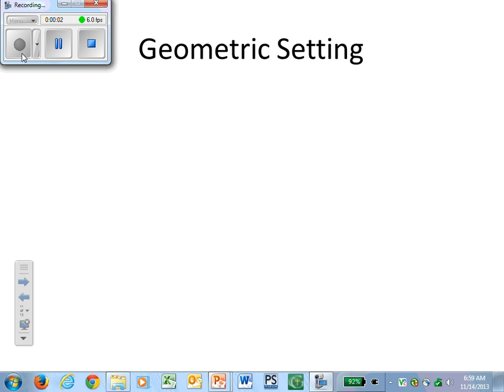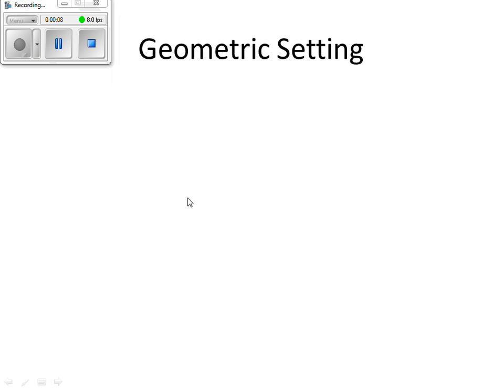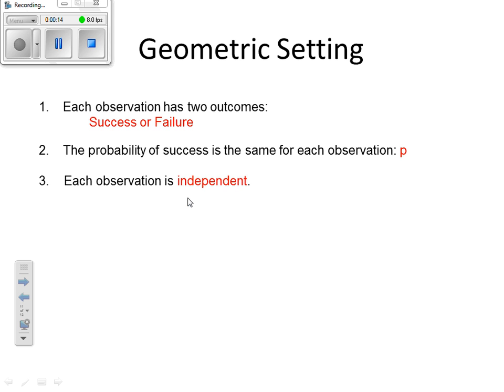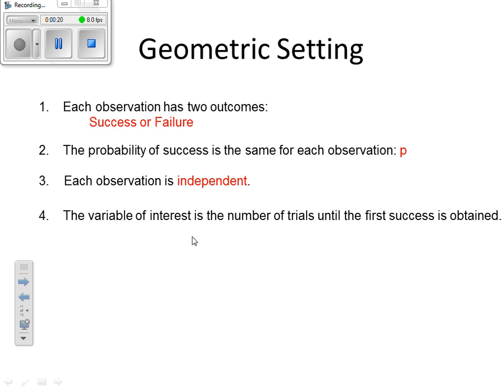Okay, so we'll pick up here at geometric settings. We'll look at a few examples. Just a quick reminder, in a geometric setting, let's keep in mind that you still have two outcomes, success or failure. The probability of success doesn't change. We have independent observations, but this time the only difference is we go until we get success. We don't have a set number of trials anymore.